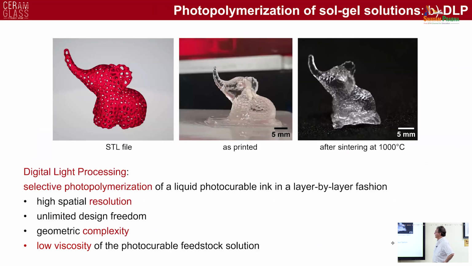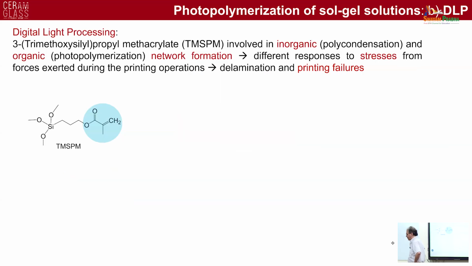So you can see here another part that was printed, in this case using digital light processing. This is a Voronoi structure, and we have unlimited design freedom. We can print complex parts, and the sol gel solution has a very low viscosity, so this works well for the DLP approach.